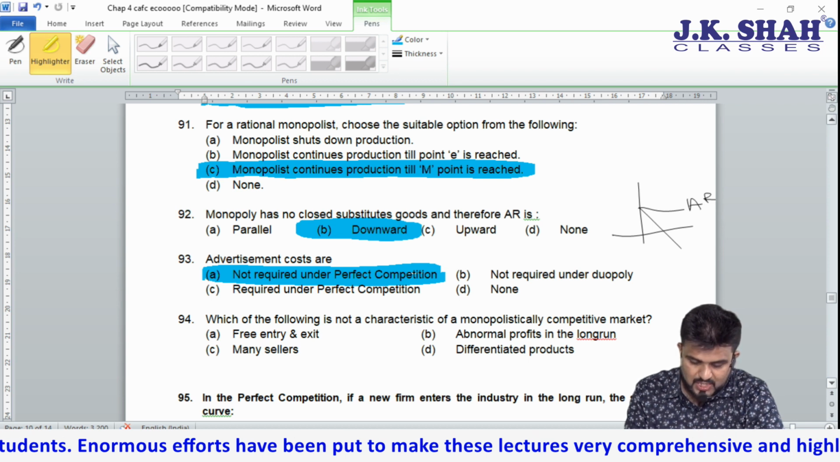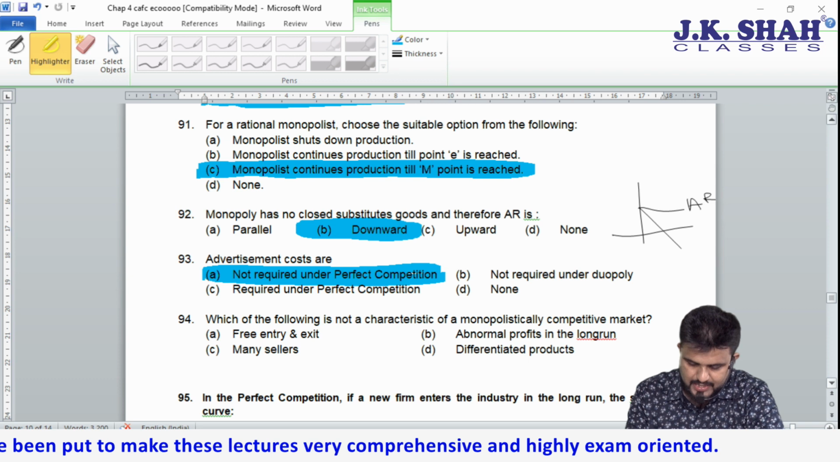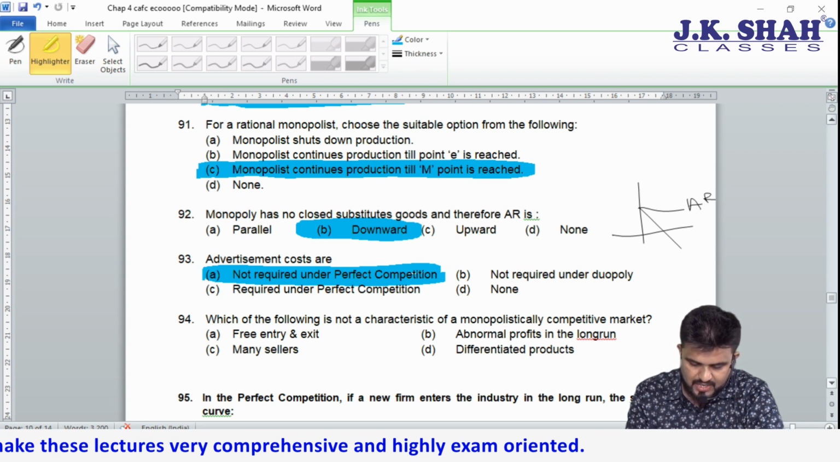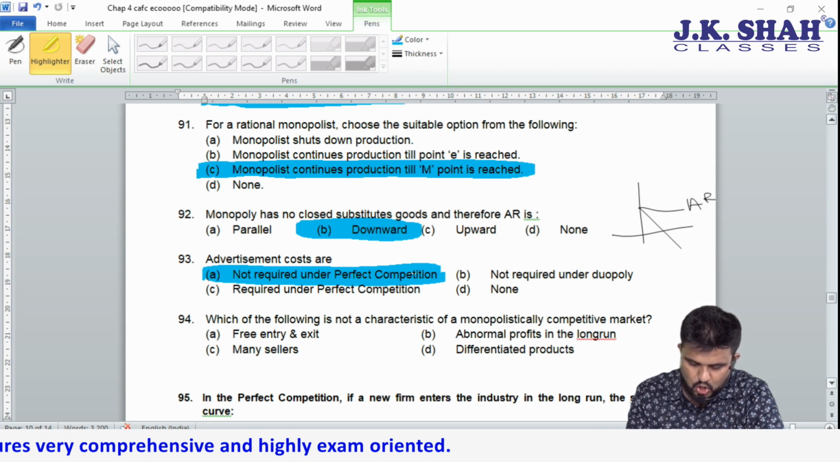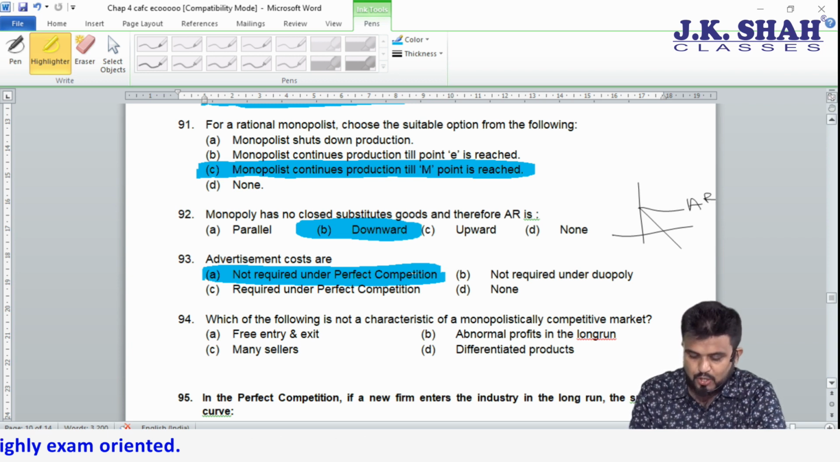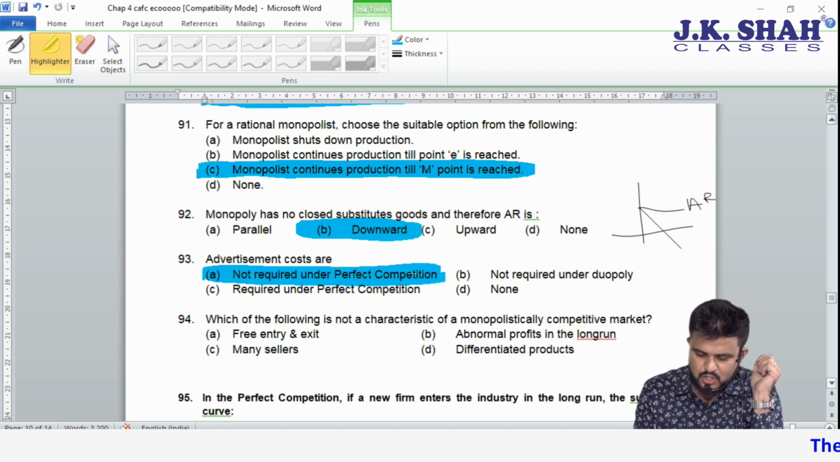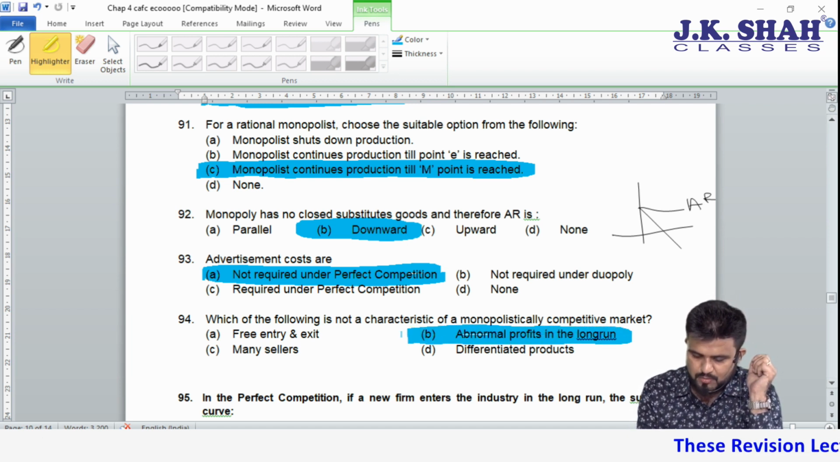Which of the following is not a characteristic of monopolistically competitive market? Free entry and exit, abnormal profits in long run, many sellers, differentiated products. Students, in long run, monopolistic competitive earns normal profits. This is odd man out.